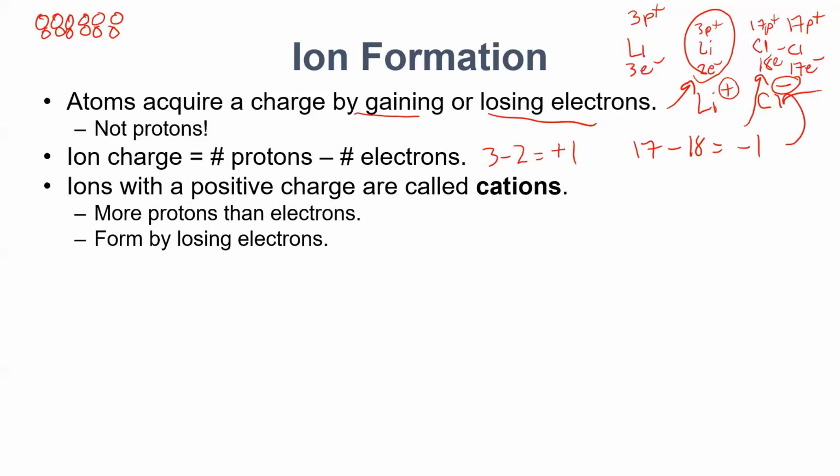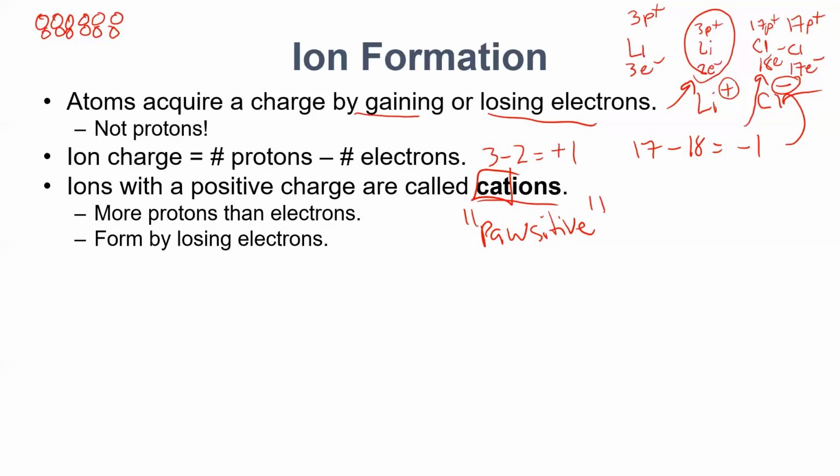Now, ions with a positive charge have a special name. They're called cations. The way you can remember it, cat, is they have a paw, like in a cat, positive charge. I know that's really cheesy, but it helps me. So cat ions have a positive charge.